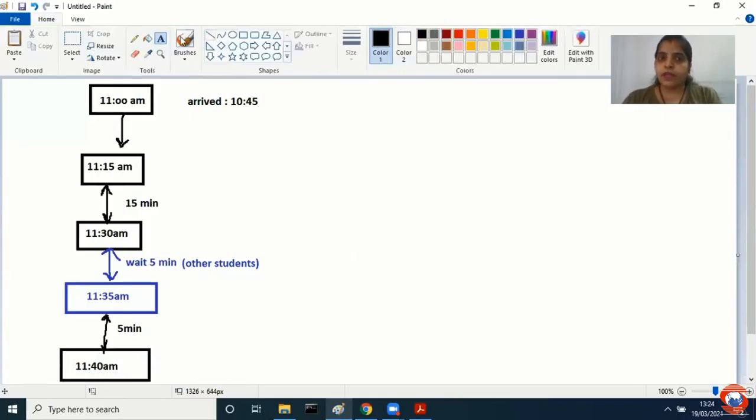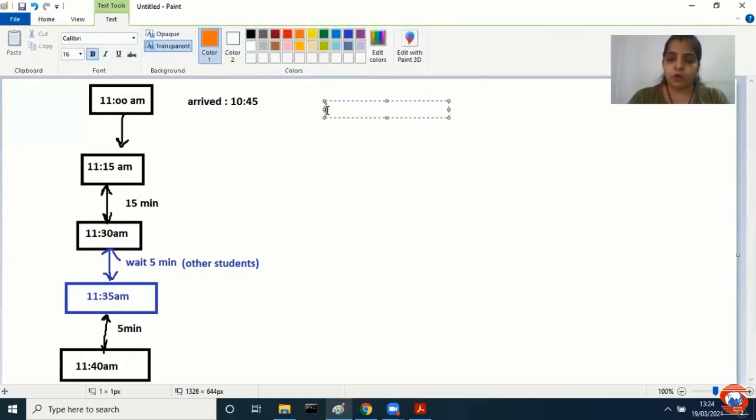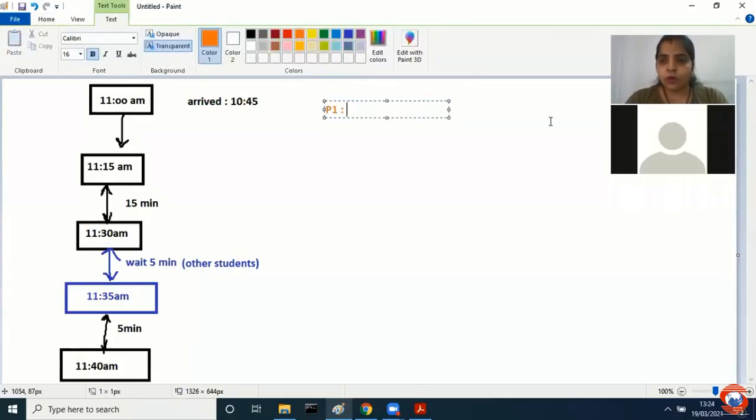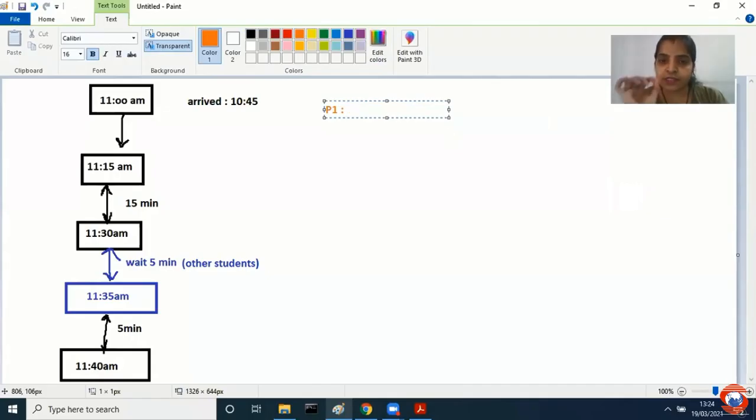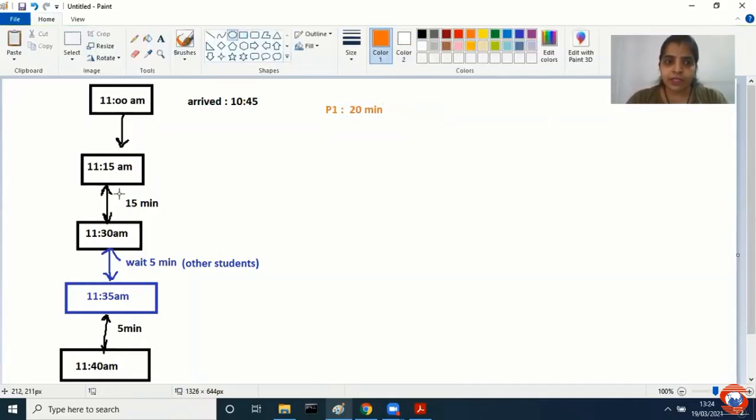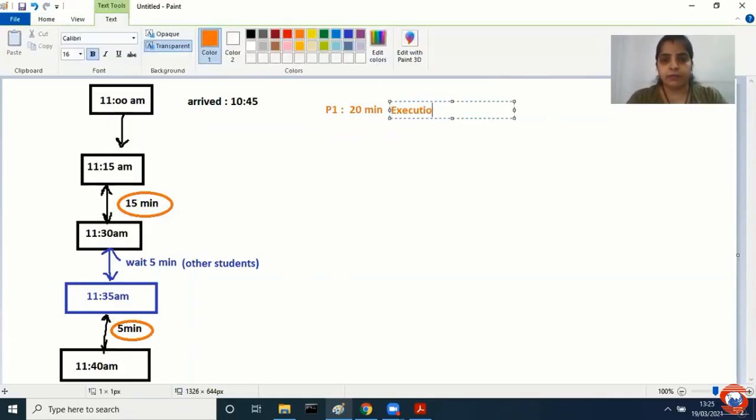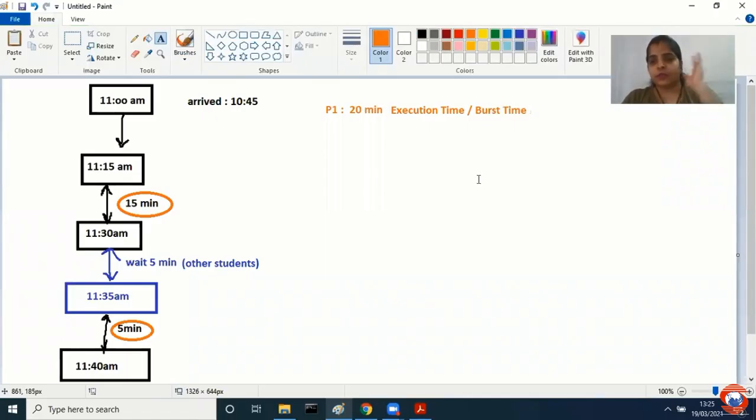Yes. Now, can you please observe and tell me, for this process P1, I'm calling student 1 as process P1, how much total time did it need for execution? 20 minutes. Can I say like this? Because the first time he took 15 minutes and he said, I just need 5 more minutes, so 20 minutes are done. Did you understand up to here, everyone? This is called execution time, or this is called burst time. This is called the time required by the process for its execution. Is this point clear, everyone?